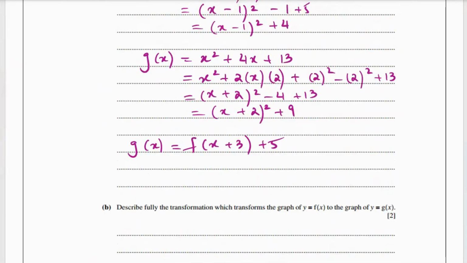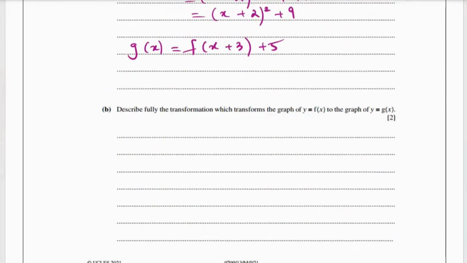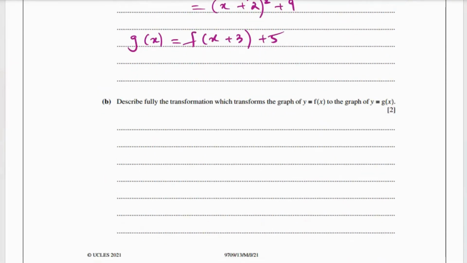Then describe fully the transformation which transforms the graph of y equals f of x to the graph of y equals g of x. So we can see that we're moving 3 units to the left horizontally and we're moving 5 units up. So the translation vector is going to be the vector negative 3 and 5. That is your transformation.